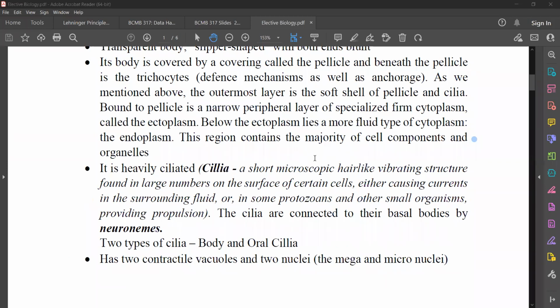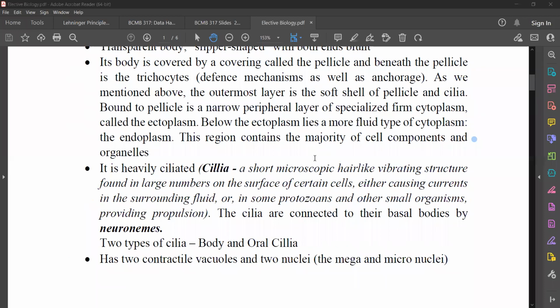Now, another notable thing of the paramecium is its nucleus. If you look at the organism under a microscope, you'll find out that it has two nuclei, the meganuclei and then the micronuclei. Notably, it also has contractile vacuoles, two of them, one on the anterior end and one on the posterior end. The contractile vacuoles are known to be star-shaped.